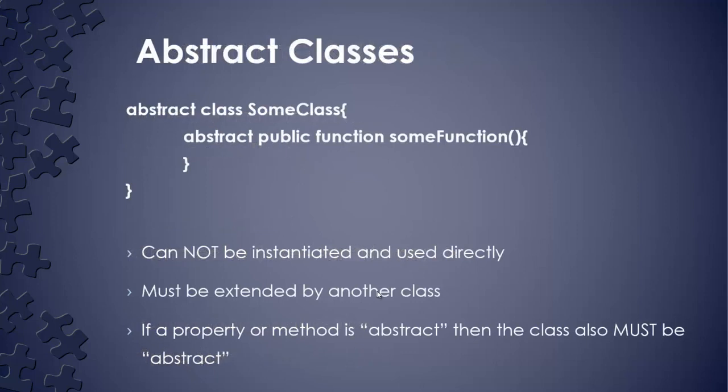Alright, so abstract classes: these are classes that are used as a base. They can't be instantiated. You just use them to extend other classes. If a property or method is abstract, then the class also must be set as abstract. So this method here is abstract, so the class has to be as well.